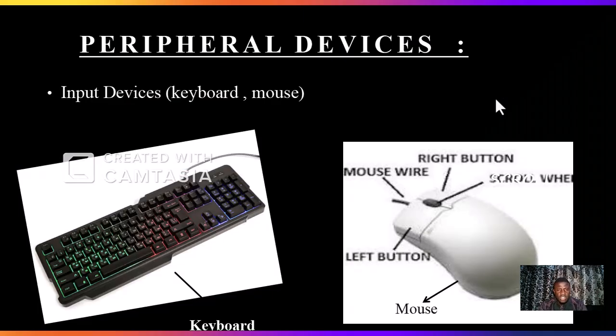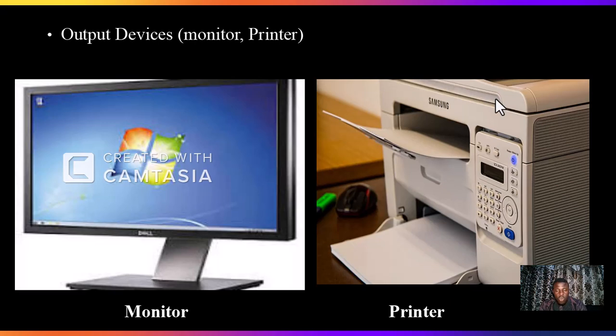So these are some peripheral devices. We have the input devices and output devices, and these are some examples of input devices: the keyboard and the mouse. And here we have the output devices, that is the monitor on your left side and the printer on your right side.